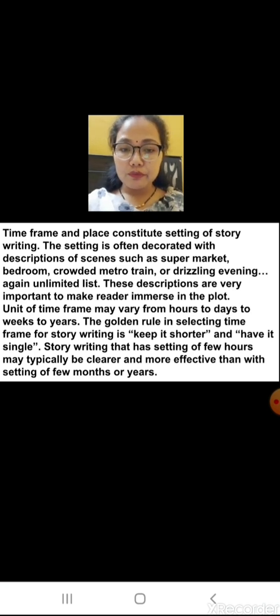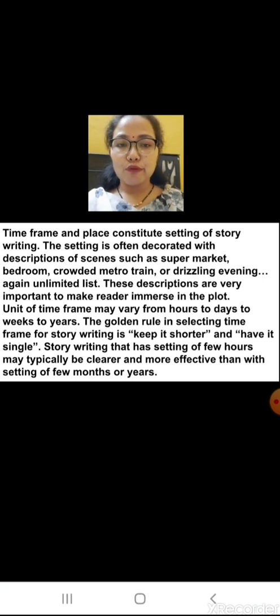The unit of time frame may vary from hours to days to weeks to years. The golden rule in selecting a time frame for story writing is to keep it shorter and have it single. A story that has a setting of a few hours may typically be clearer and more effective than one with a setting of a few months or years.